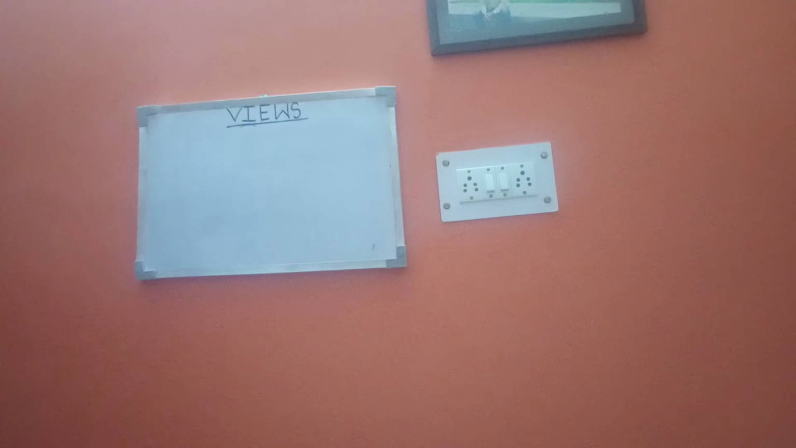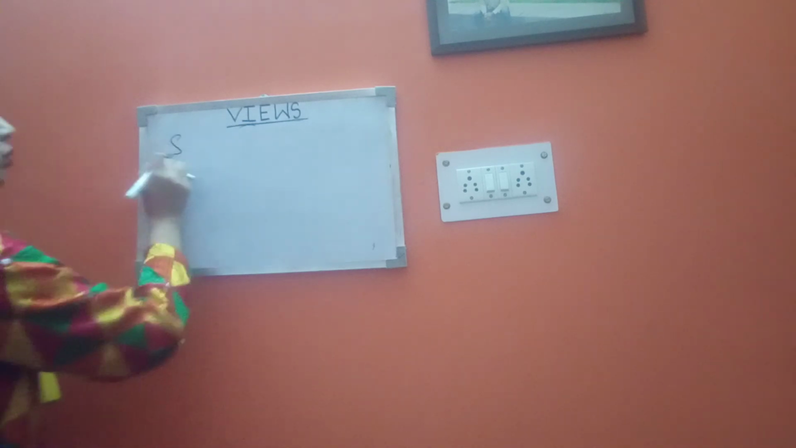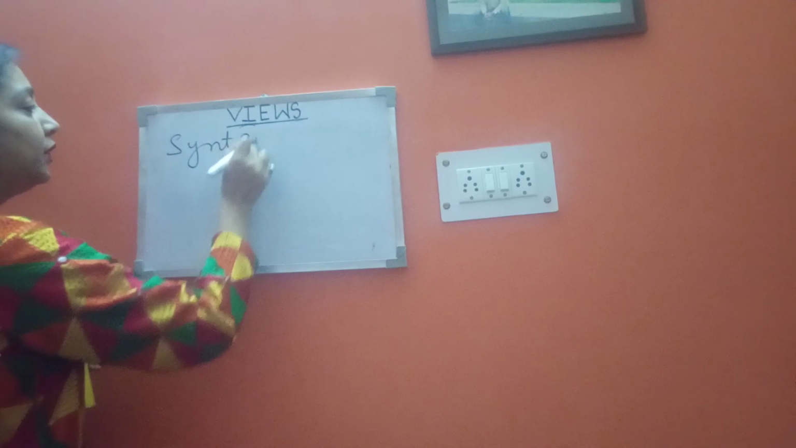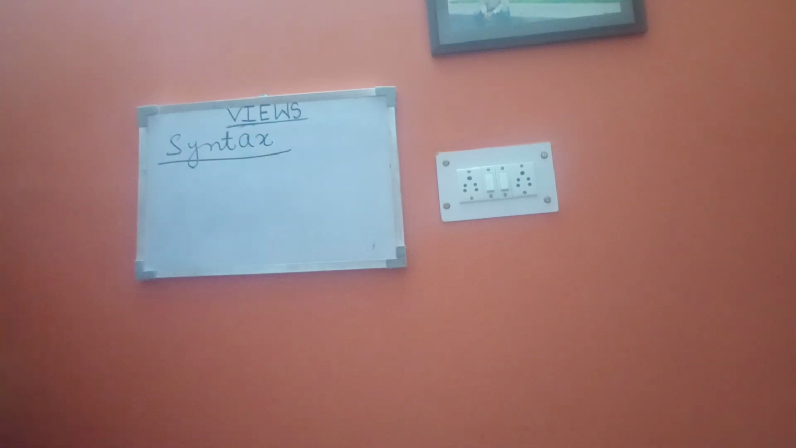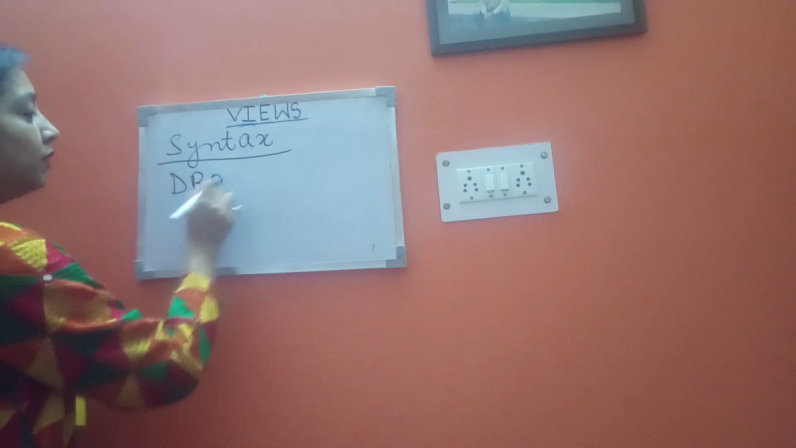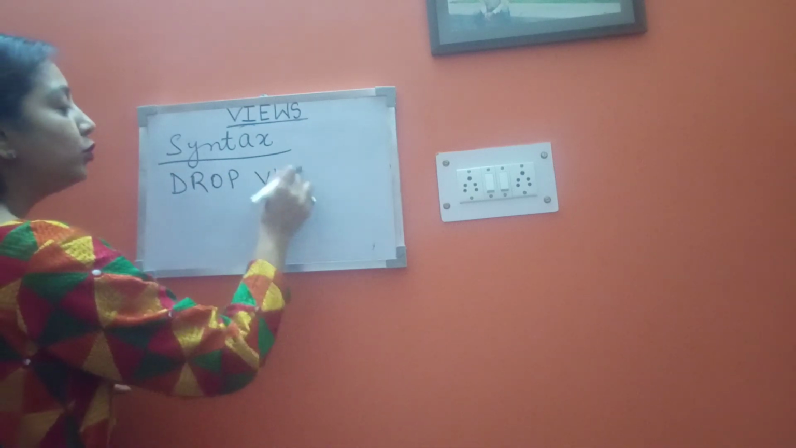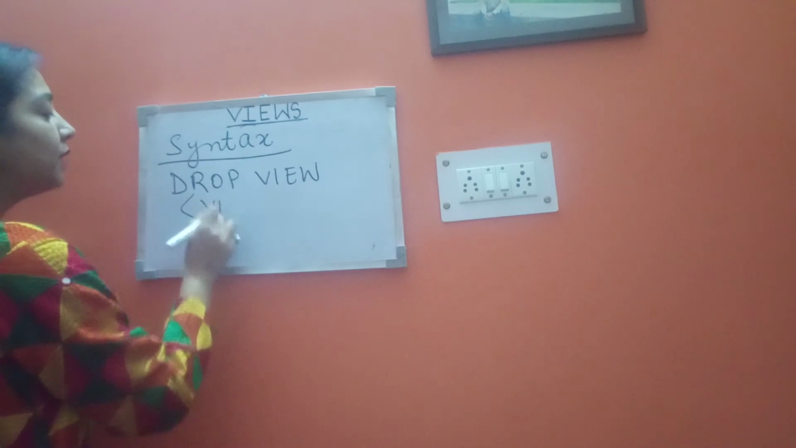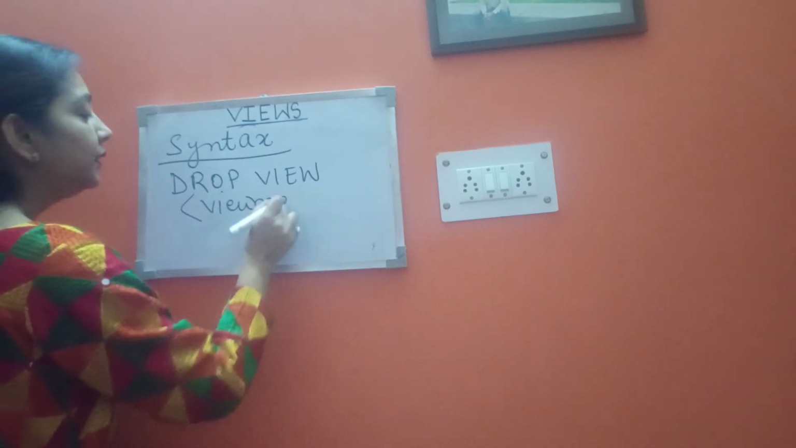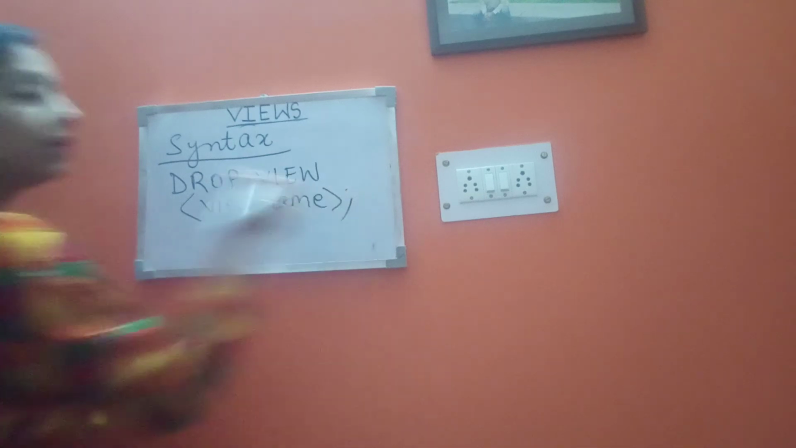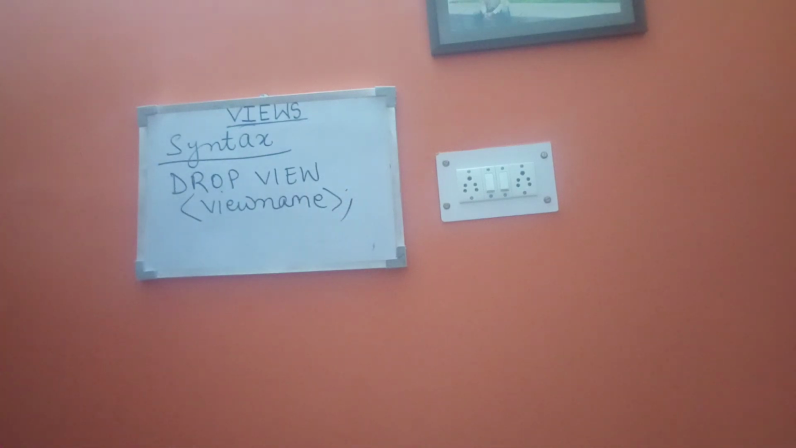Now just in case I think that this view is no longer needed, I will drop that view. How will I drop the view? I have told you how to create a view and access a view. Now to drop a view, I will give the drop command. What do I want to drop? I want to drop the view. What is the name of that view? I will write the name of that view and end it with a semicolon. So this is the syntax to drop a view.